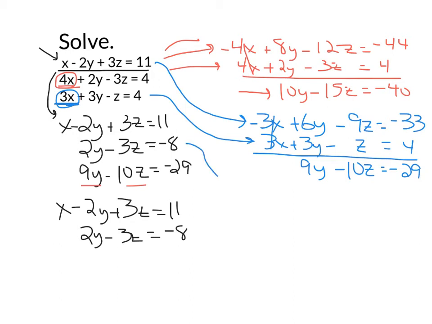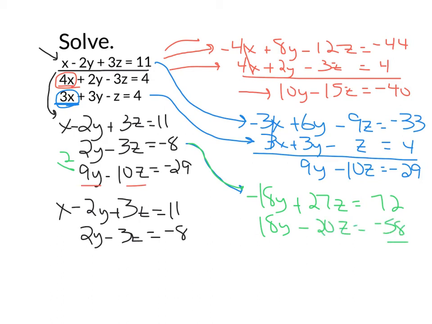multiply the second equation by negative 9. So it gives me negative 18y plus 27z and 72. Now I'm multiplying the third equation just by 2, because that's going to give me a positive 18y, which is what I wanted, minus 20z and negative 58.